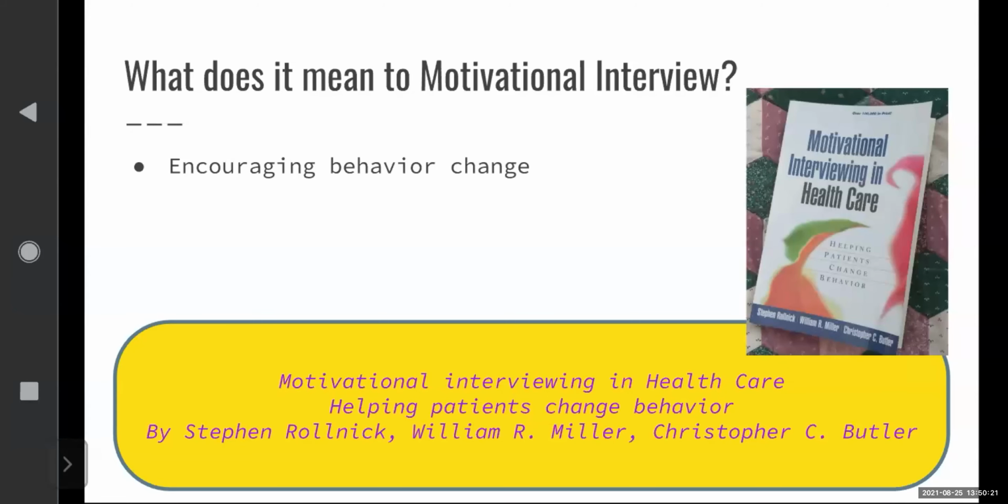So, what does it mean to motivationally interview? This is to help encourage a patient or a client or a peer into a behavior change. This could be anything from smoking or poor eating habits, drinking. The guiding principles I've collected come from the Motivational Interviewing in Healthcare textbook by Stephen Rollnick, William R. Miller, and Christopher C. Butler.